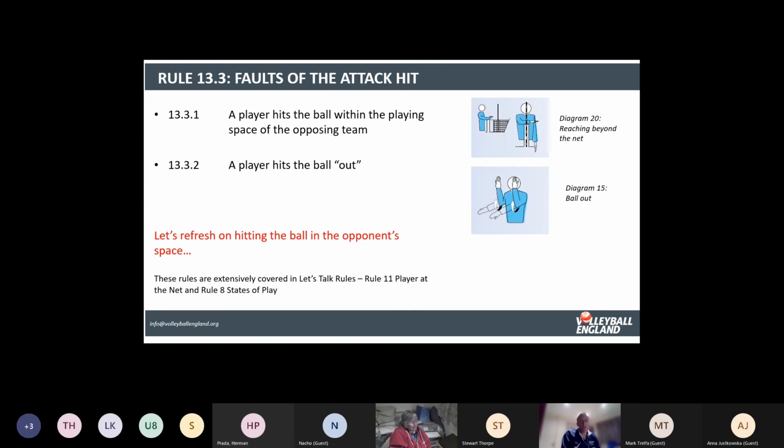But when we're talking about hitting the ball in the opponent's space, let's just remember what we're talking about. We looked at this last time, but this is just a quick refresher. So we're not going to spend a great deal of time on these ones.